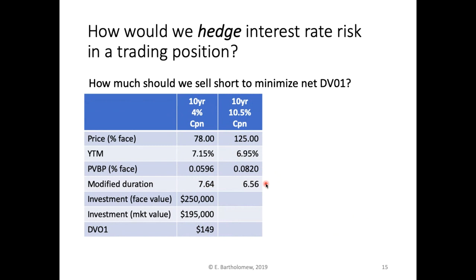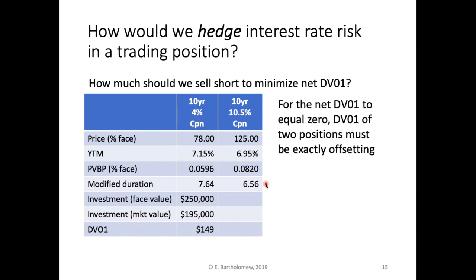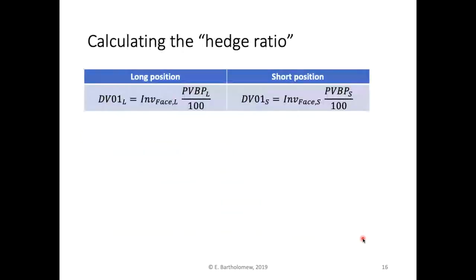Okay, so then that should raise the question of, well, how much should we short to exactly offset the DV01? In other words, to get a net DV01 of 0. So what we'd like to do is have a face on the short position that delivers a negative 149 DV01, so that when we look at the net, we get 0. How do we do that?